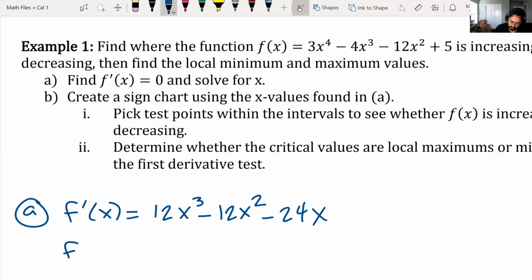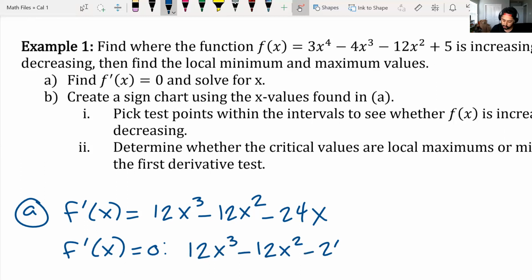Then we take the derivative and set it equal to 0: 12x cubed minus 12x squared minus 24x equals 0.